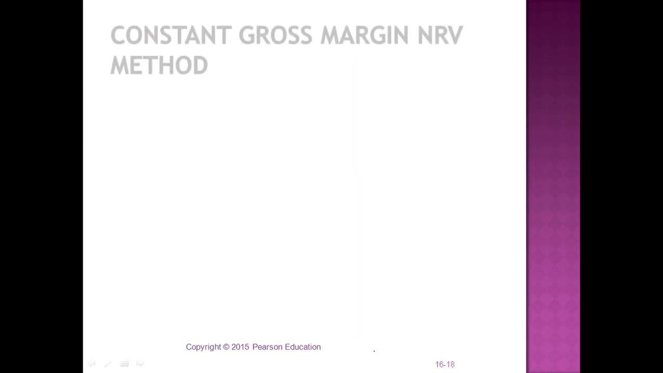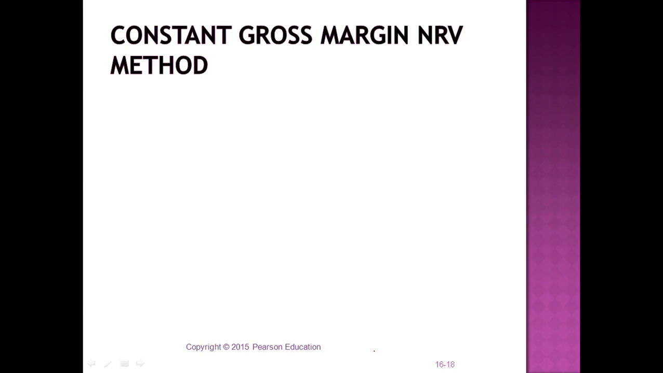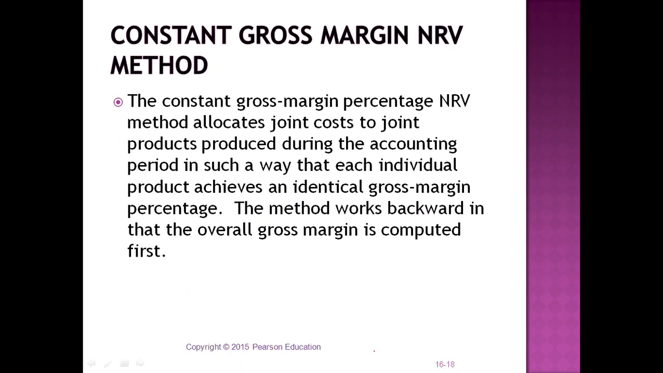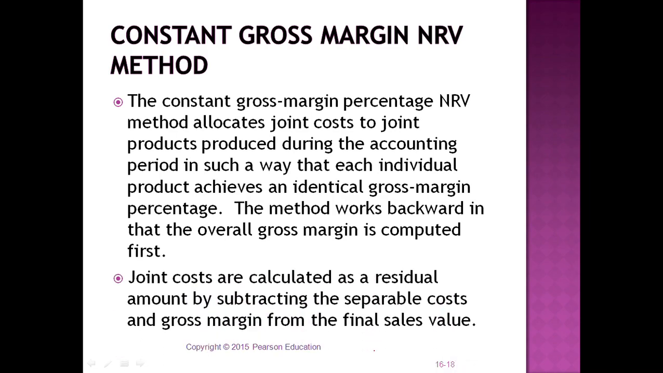So let me move on to the last method, that is the constant gross margin method. Now basically in this method you actually go backward. First thing you need to do is calculate the gross margin percentage, and then you will allocate the cost. Okay, so the constant gross margin percentage NRV method allocates the joint cost of joint products during the accounting period in such a way that each individual product gets the identical gross margin percentage. So let's see how it is done.